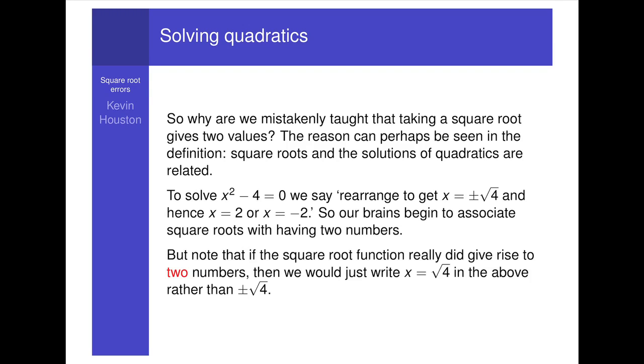But note, if it really did give rise to two numbers, then we would just write x equals square root of 4 in the above, rather than plus or minus square root of 4.